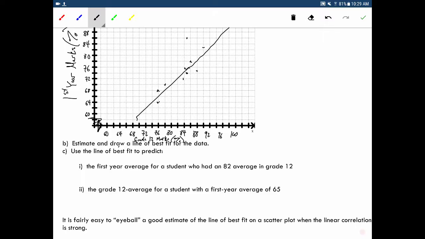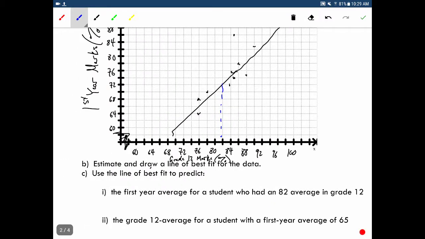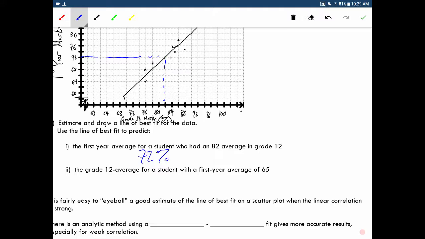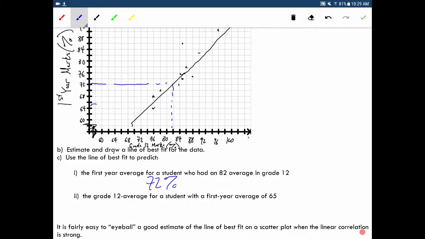Okay, so based on that, we look at our line of best fit and we say, well, let's estimate: a student has 82 in grade 12, so what do they have? Well, we go up to 82, and it looks like there. So we go over, and it looks like they're going to get about a 72. Okay. And a student with, we want the grade 12 marks, they had 65 in first year. So 65 is going right there. And we go down, and it looks like they had about a 75. Okay? It's not perfect, but it's good. That 7 looks like an 8. That's a 7. All right.